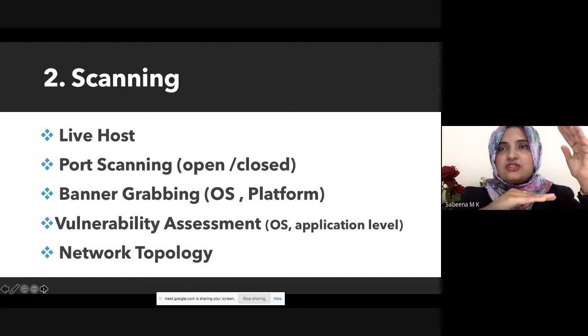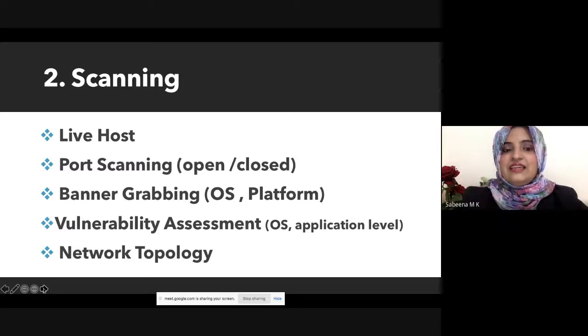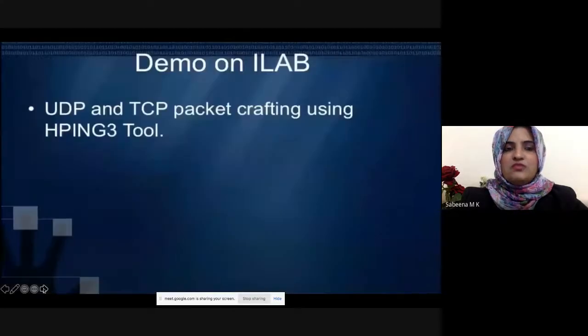Each layer has its own strength and weakness. So it's scanning the entire thing, including the network topology. That is the second step in ethical hacking or any type of hacking. So let's move on to the demo in iLab again, because without demonstrating, you won't understand what I am saying, even if I keep on explaining in a PowerPoint presentation.